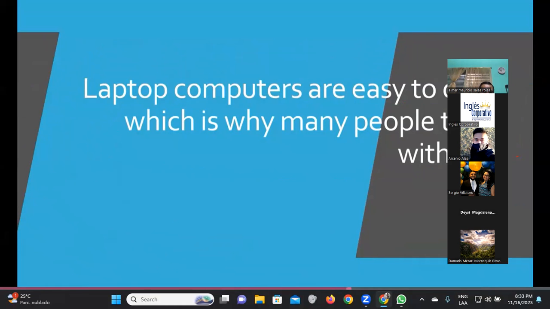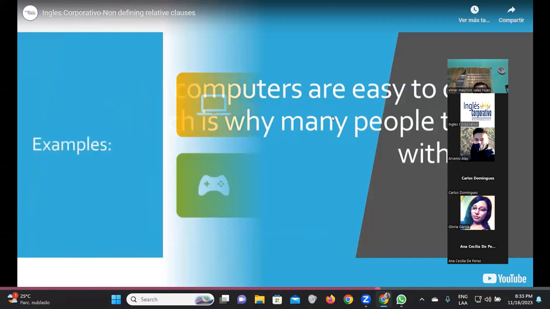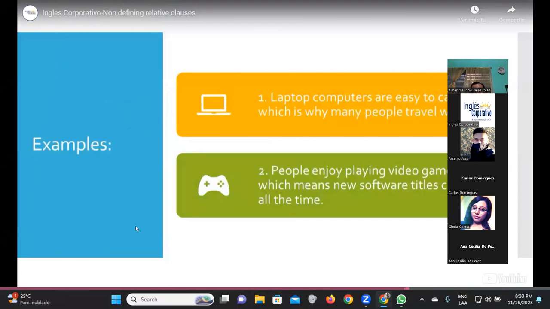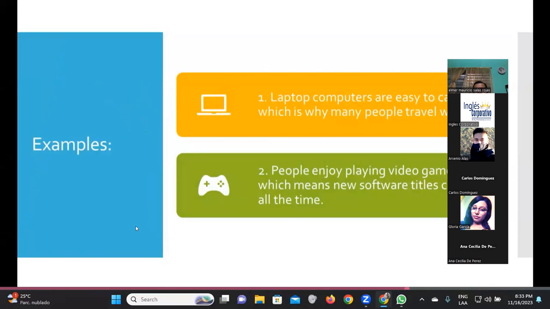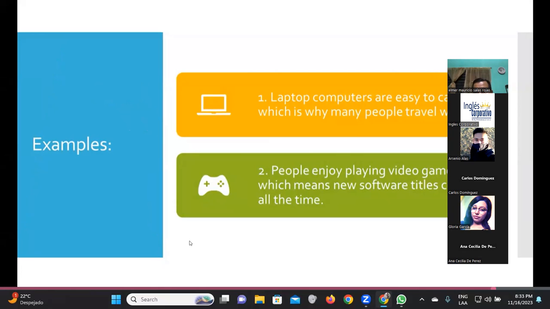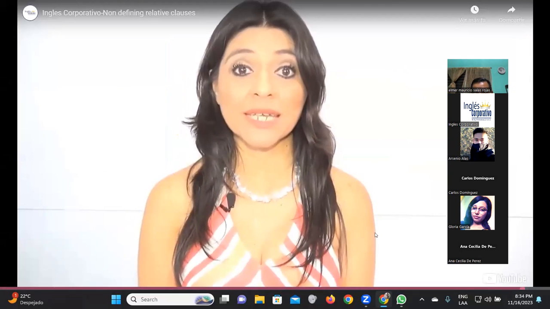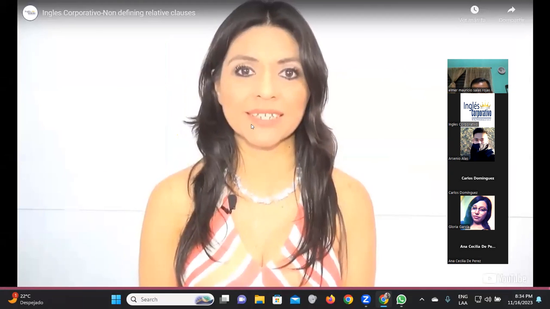But it cannot be used to begin a non-defining relative clause. For example, laptop computers are easy to carry, which is why many people travel with one. People enjoy playing video games, which means new software titles come out all the time. If you notice, these clauses make a comment on the complete sentence as opposed to commenting on just the noun. To finish up, type three sentences using which to make a comment.